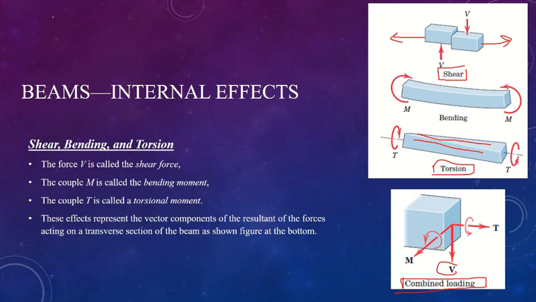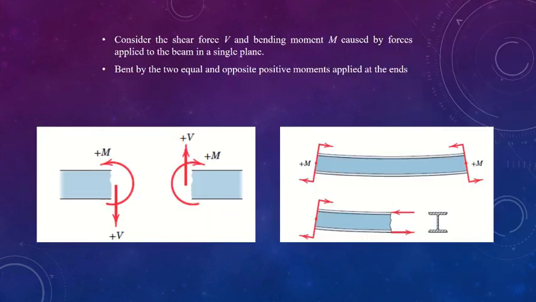Now let us look at what is happening at the point where the shear force is acting. When we take a beam and bisect the beam, we are going to say there is a couple phenomenon.